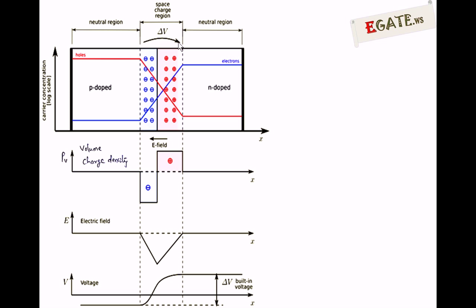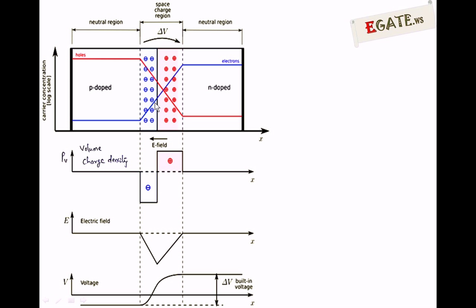These ions are immobile in nature, so they stay like that. Because they are immobile, there will always be an electric field induced from the positive ions to the negative ions. So the electric field induced is in this direction, from N to P, and because of that electric field a small built-in potential is produced, which we call the built-in potential or contact potential.